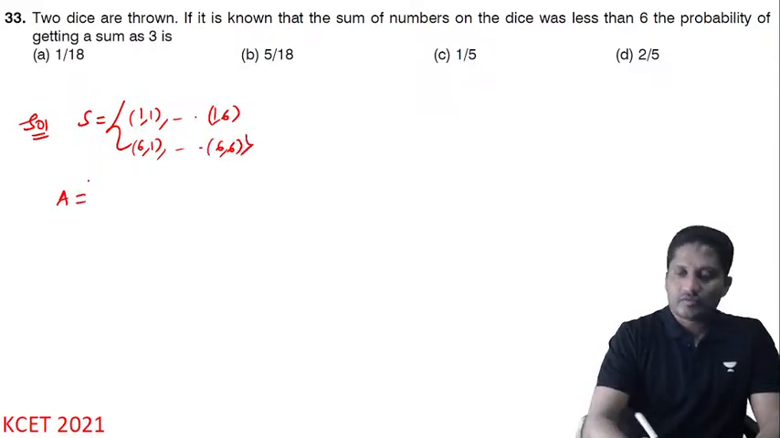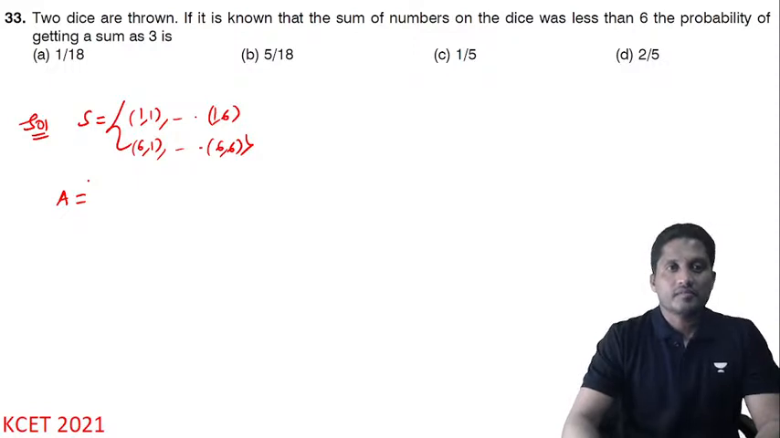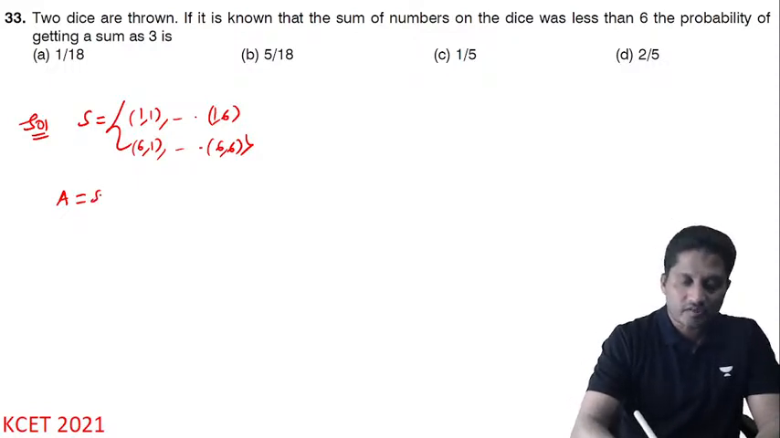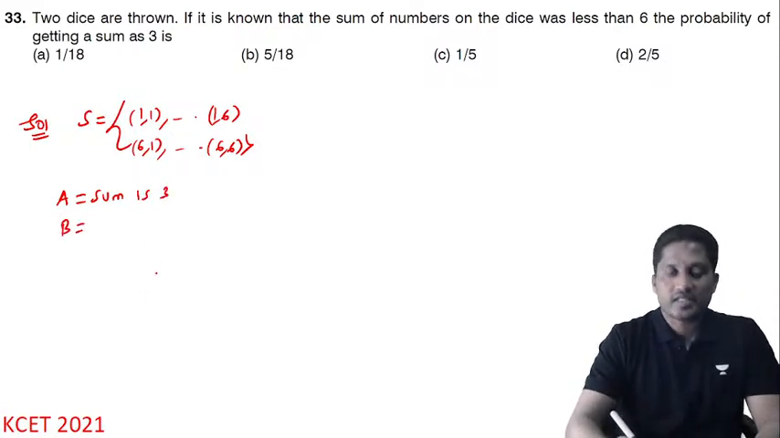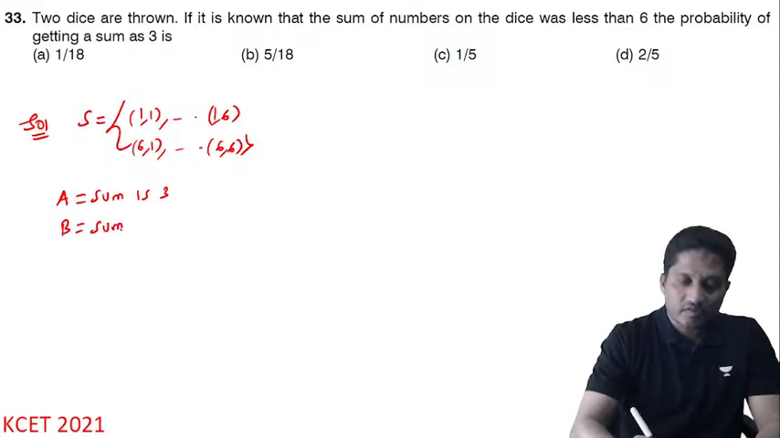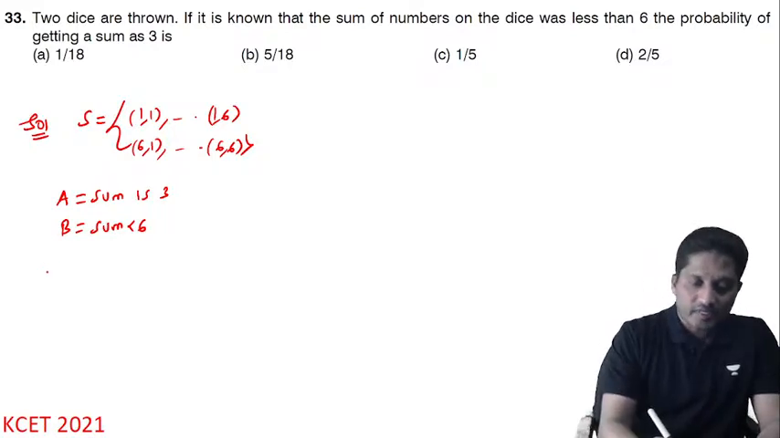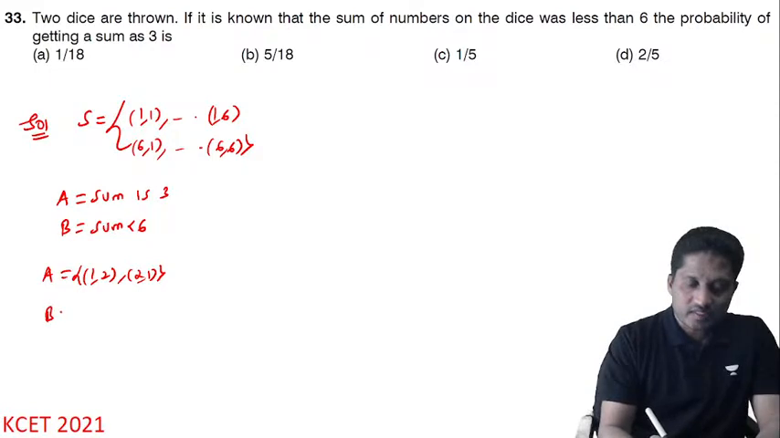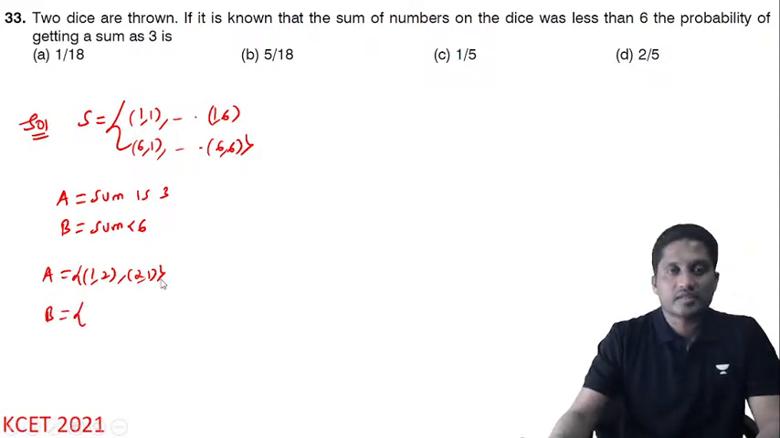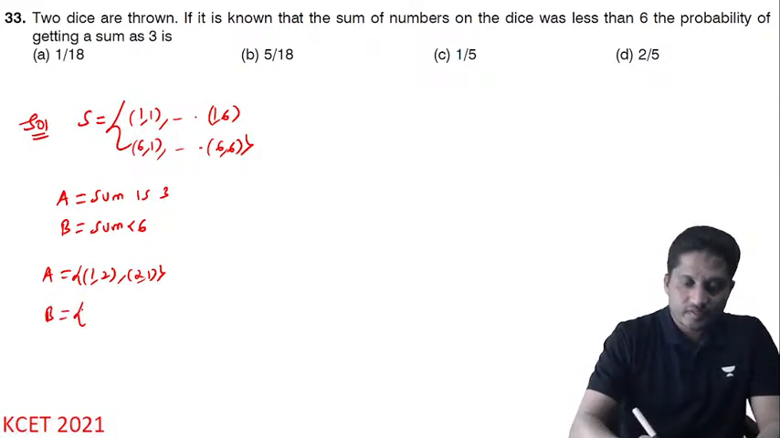Capital A is equal to getting a sum of 3. Capital B is equal to sum of numbers on the dice is less than 6. Now capital A is equal to sum is 3. So I can take 1 2, 2 1, right? And capital B is equal to sum should be less than 6. Sum is less than 6 means sum should be 2, 3, 4, 5.